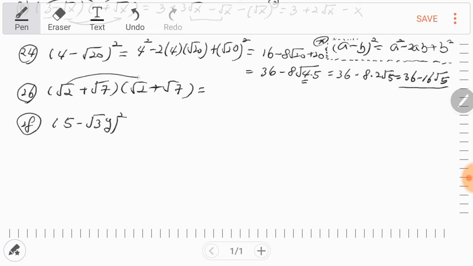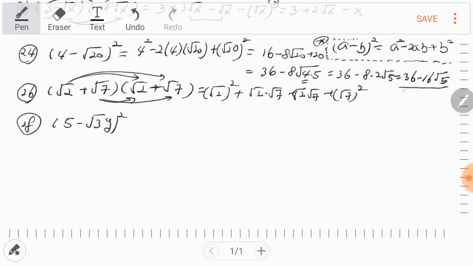So square root of 2 times square root of 2 is square root of 2 squared, plus square root of 2 times square root of 7, and this one, square root of 7 times square root of 2, and the last one, square root of 7 squared. When we multiply square root of 7 times square root of 2, we can switch these two factors. Do you remember the commutative property?